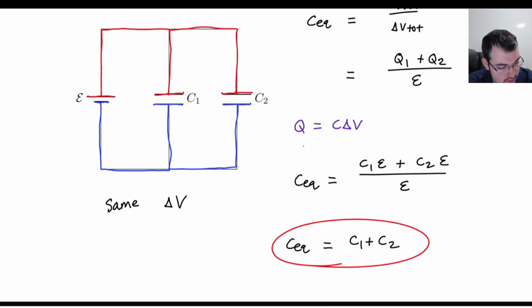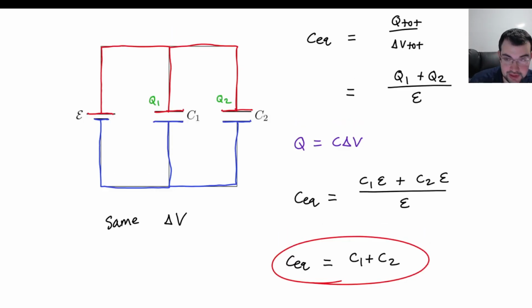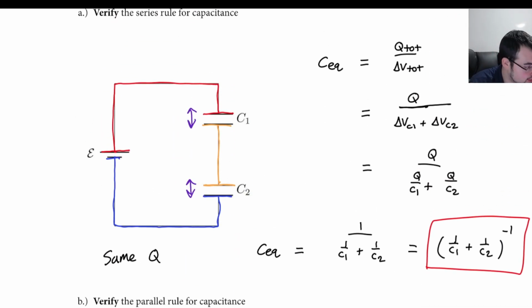So here, the delta V was the same, so they shared charge between the two that split. Here, the charge was the same, so they shared how the delta V was split. So they either split the Q or split the delta V.